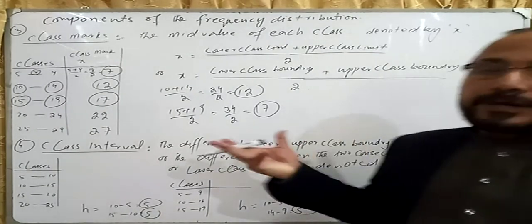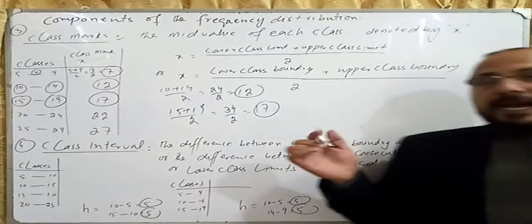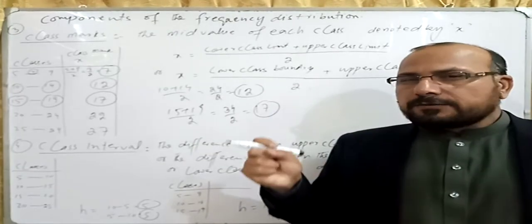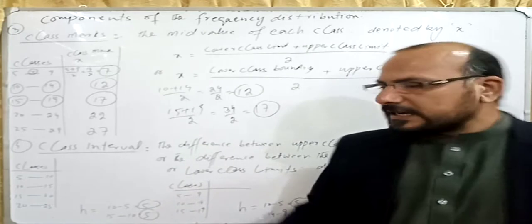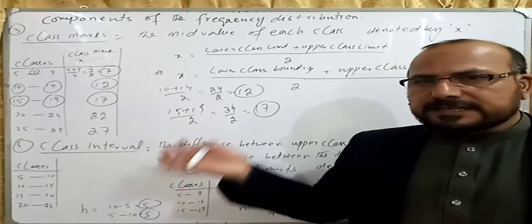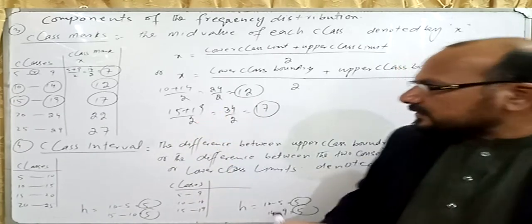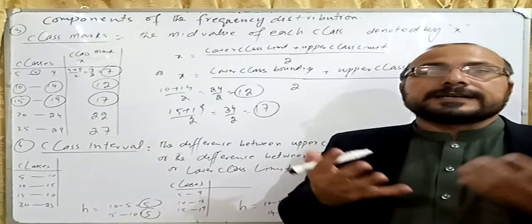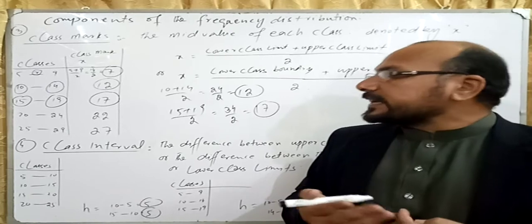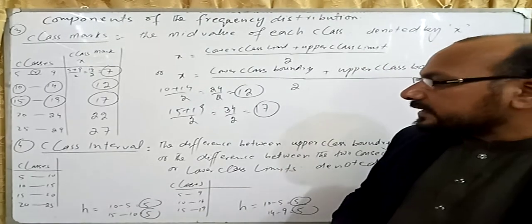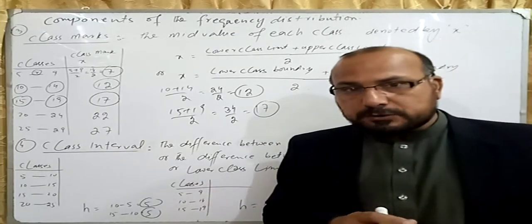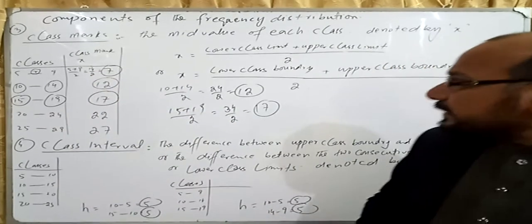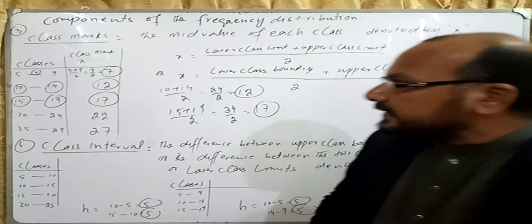As I mentioned, these components of the frequency distributions are very much important, and you will need them again and again in upcoming classes. When we will discuss the different types of averages, and the different types of presentation of the data, there we will need the class limits, the class boundaries, and the class marks also. Therefore, you need to understand how you can calculate the class limit, what is meant by class limit, class mark, class boundaries, and class interval. That's why these components are very much important to understand. So by this way you can find out the class mark of the given classes.